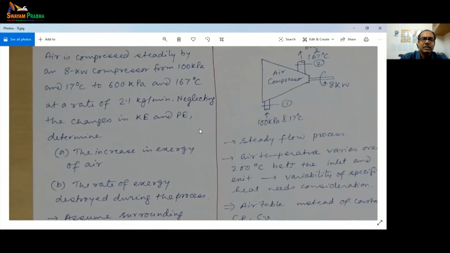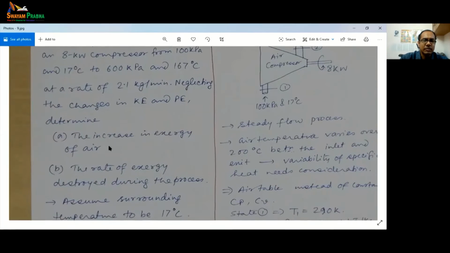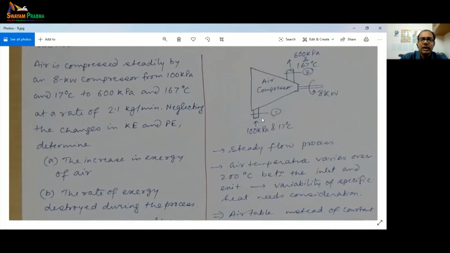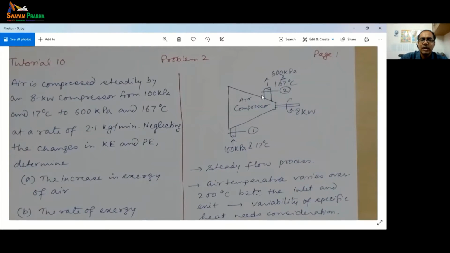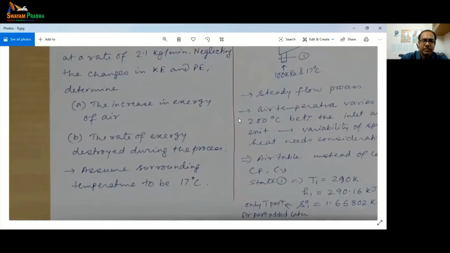Now if you neglect the changes in kinetic and potential energy, which are often negligible and that is why we don't bother about them, what we need to determine is the increase in exergy of air. So here you had a certain work potential of airflow, and you now input 8 kilowatt of work on that stream, and you are getting to a certain other state. You want to find the work potential change while it goes through the air compressor.